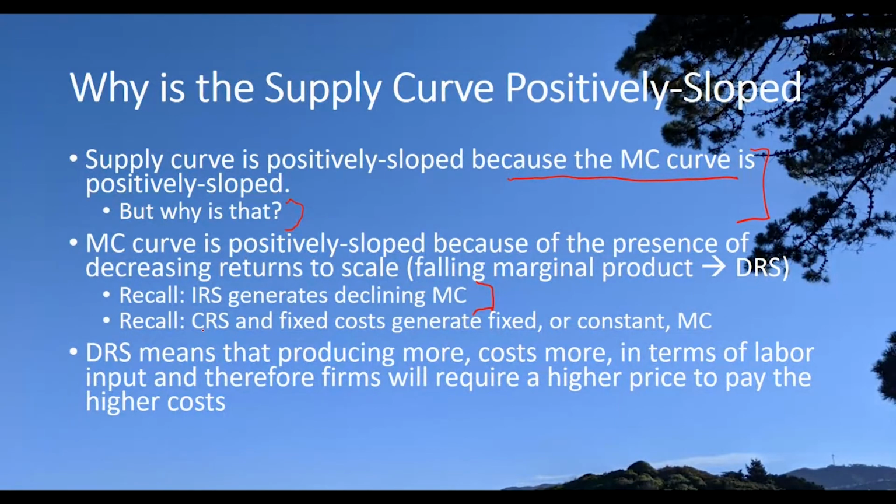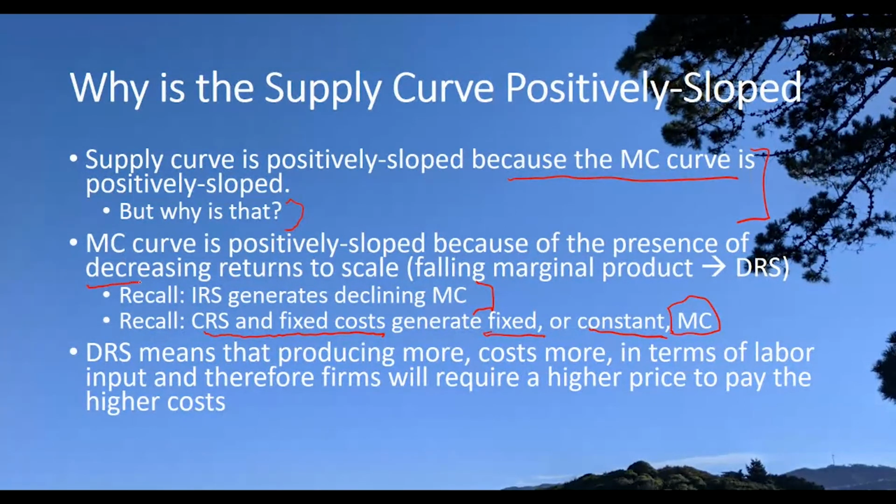You also did an exercise. We had constant returns to scale and fixed costs, and that generated fixed or constant marginal costs. So you didn't get an increasing marginal cost with constant returns to scale, nor did you get them when you have fixed costs in production in the early stages. All right, so where does that positive slope of the marginal cost come from?